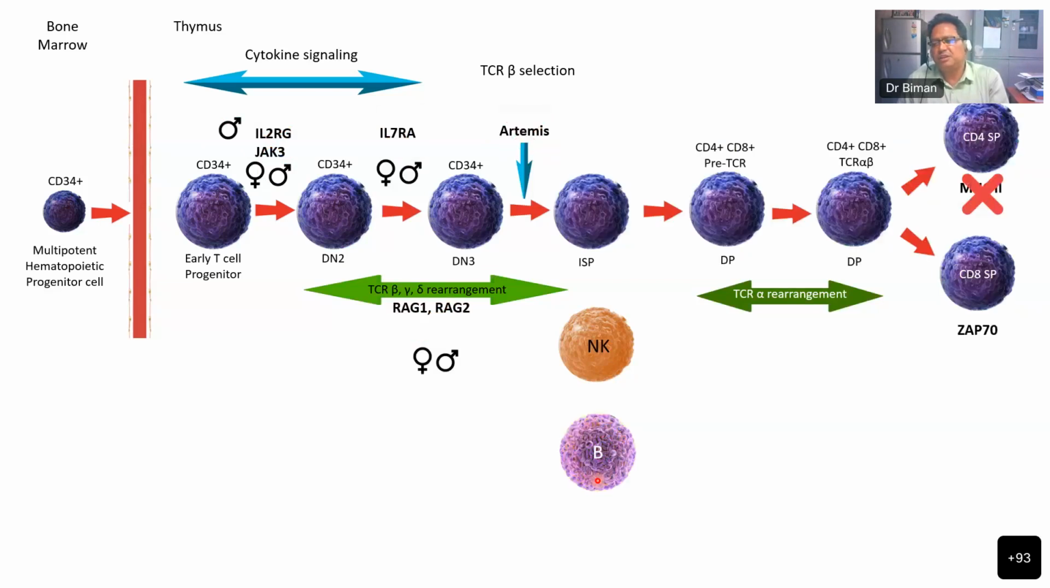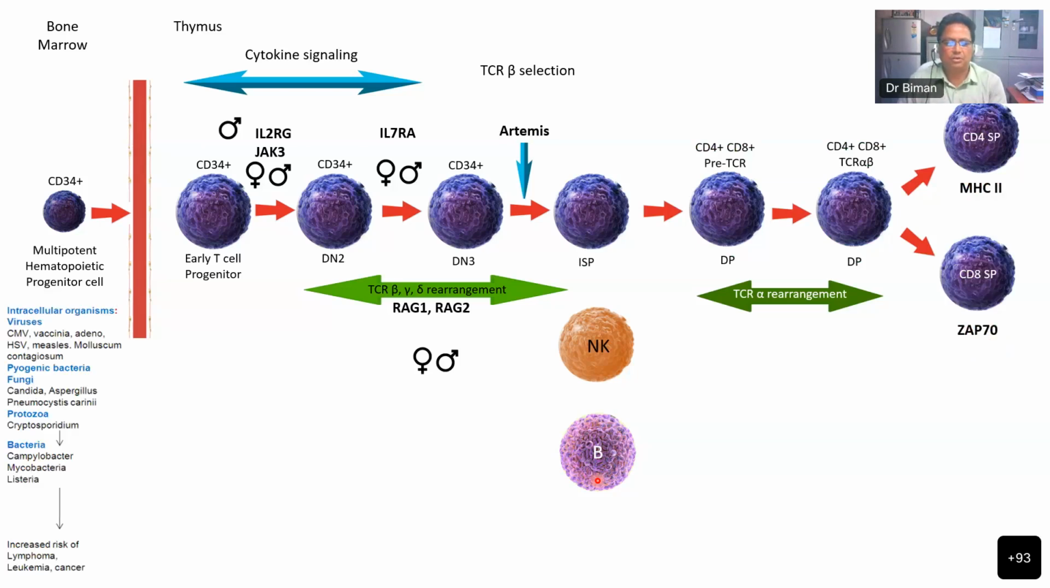If there is a defect in MHC class 2, there are no CD4 cells, so it leads to CD4 lymphopenia. If there's a defect in the ZAP70 molecule, it leads to CD8 lymphopenia. So this is how specific defects arrest lymphocyte development at certain specific time points in their development. And this is how the whole thing works.